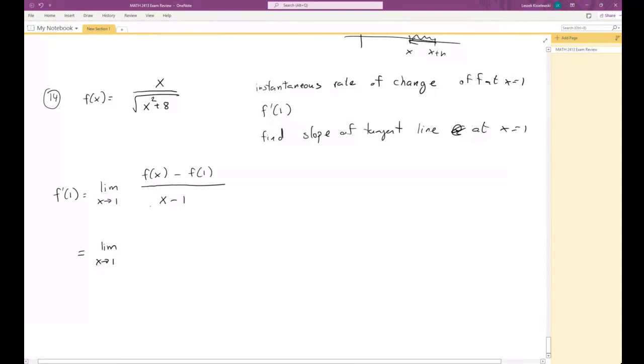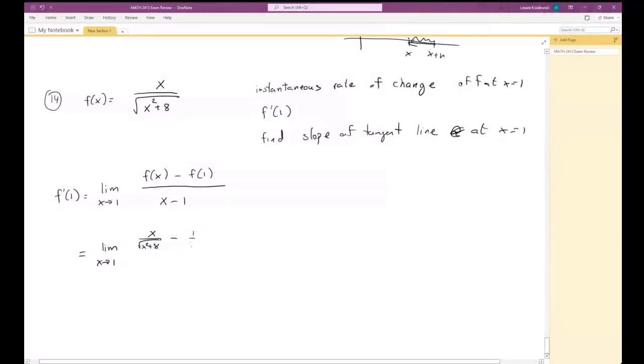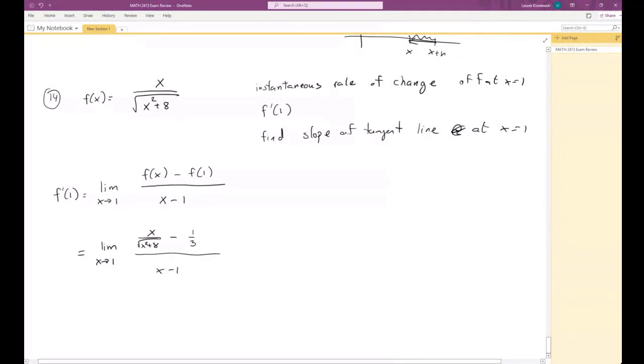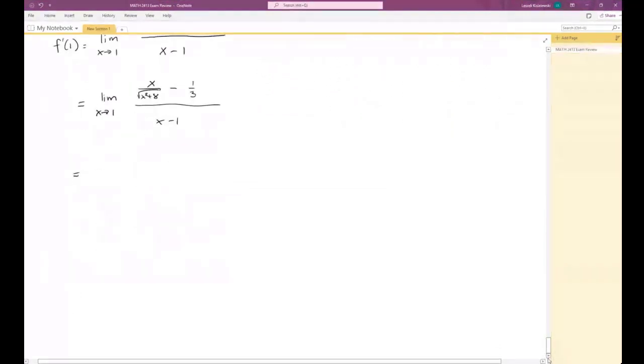All right, so what is the function at x? Well, it's written down, so that's the function at x. What's the function at 1? 1/3. Right. And if you're using a limit to get a derivative, then you're going to get 0 over 0, right? So we need to do some sort of algebra.